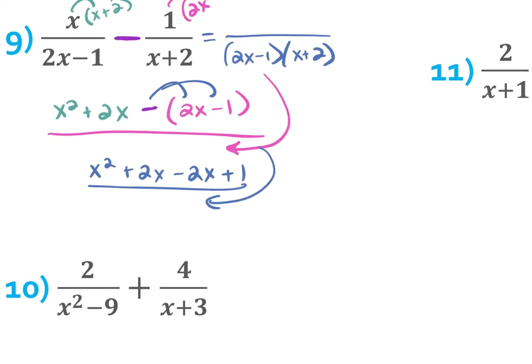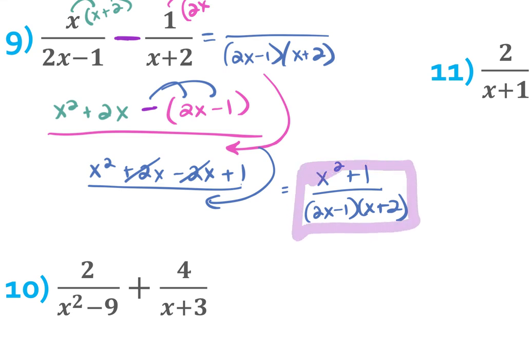And then I combine my like terms, and the positive 2x and the negative 2x cancels. And I end up with x squared plus 1 over 2x minus 1 and x plus 2. Can you factor the numerator? No, that is the sum of two squares, right? If it was the difference, you could factor it. But even then, it didn't cancel, so you didn't need to. You only have to factor if it can cancel.